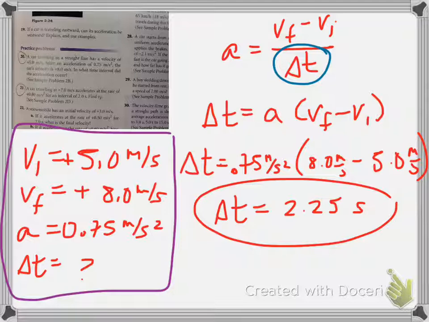Because of the 4 variables that I have there, I looked at my note card and I decided to use acceleration equals VF minus VI over delta t. I knew I had to solve for delta t, so I rearranged and I got delta t equals A times the quantity VF minus VI. And I plugged in my numbers, and delta t equals 2.25 seconds. Anybody have any questions for me?